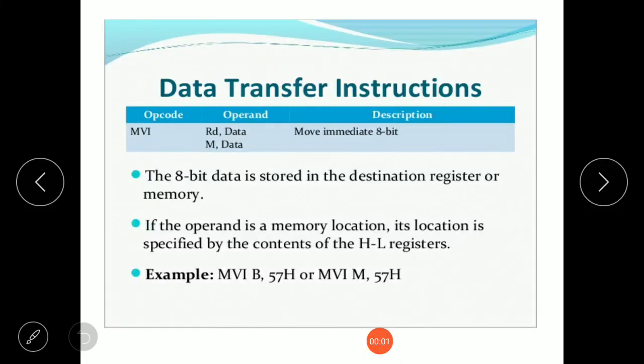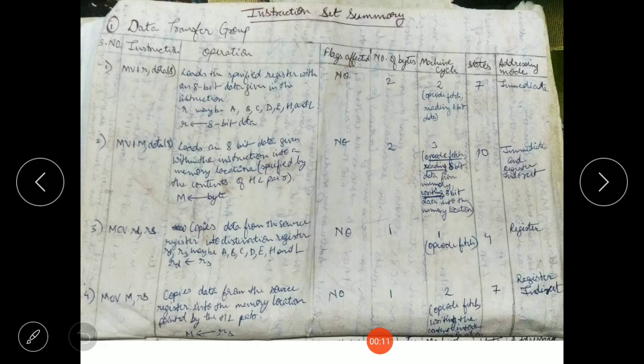Hello students, in the last lecture I started data transfer group instructions and there I discussed MVI R, data, or MVI R data, whatever you write, both representations mean the same thing, where data will be of 8 bits and R is the destination register and it can be any register of the 8085 microprocessor. So I discussed this instruction in my last lecture.